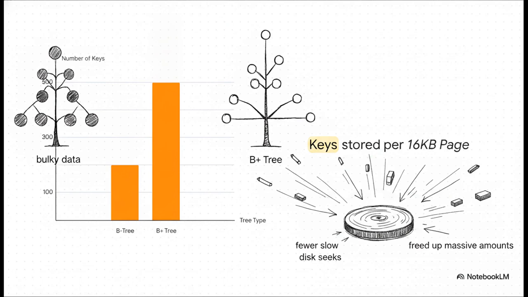And this brilliantly illustrates exactly why this works so well. Because we pulled all that bulky data out of the internal routing nodes in a B+ tree, we freed up a massive amount of space on those disk pages. Think about it. A 16 kilobyte page that could maybe only hold 200 keys in a standard B tree can now hold 500 keys in a B+ tree. And a higher branching factor means a substantially shorter tree. And a shorter tree means way fewer slow disk seeks.